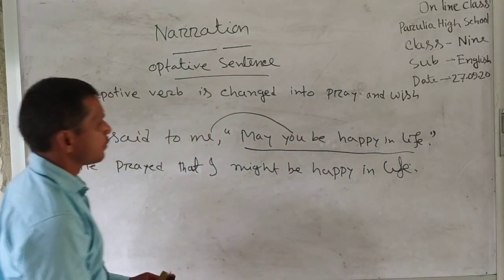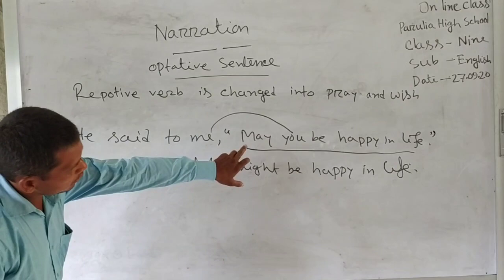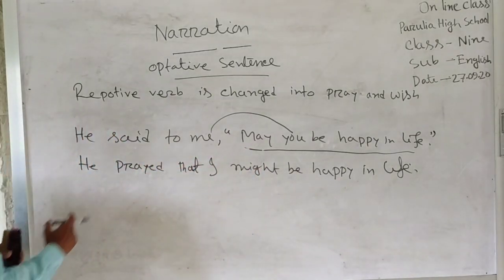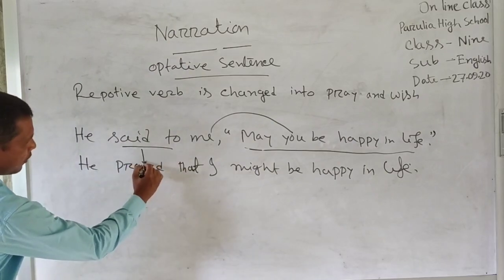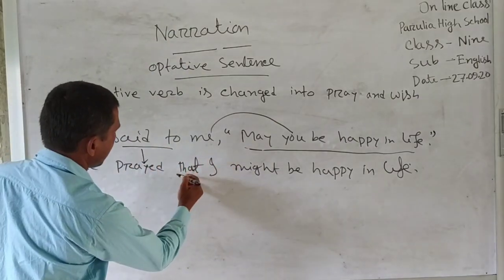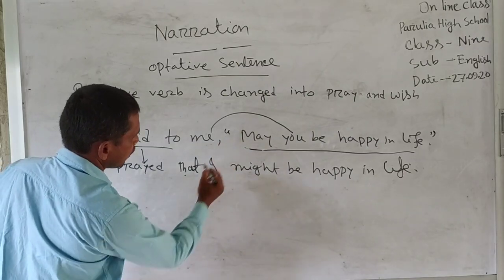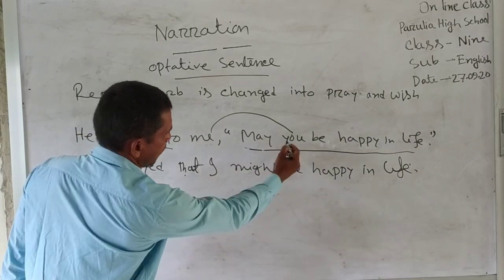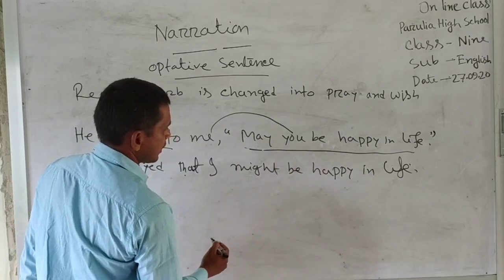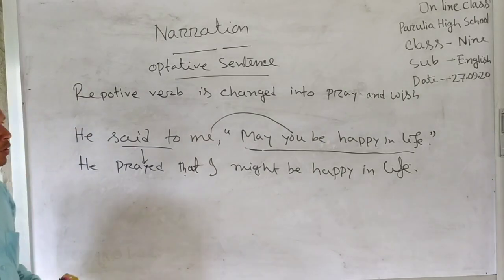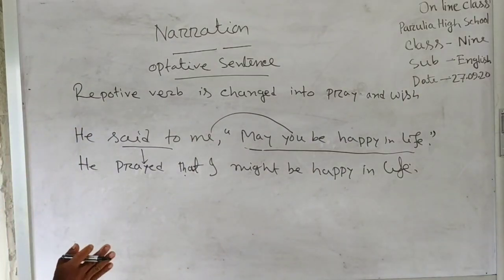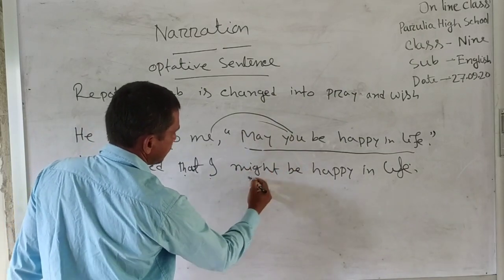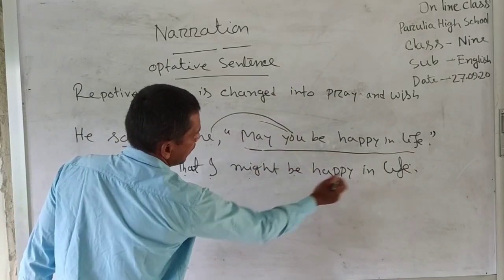Here, as it is an optative sentence, we change the reporting verb to "prayed" or "wished", and use "that" instead of an inverted comma, and we turn the optative sentence into an assertive sentence. And the person is changed according to the previous clause. You becomes I, in the assertive sentence: me, "might be happy in life".